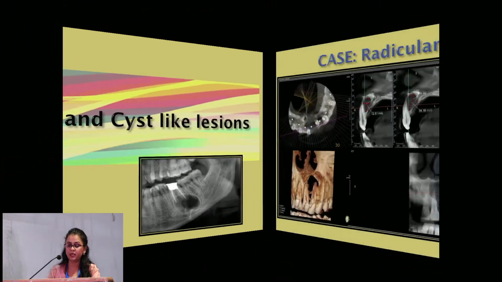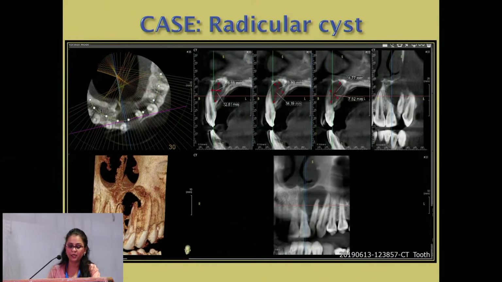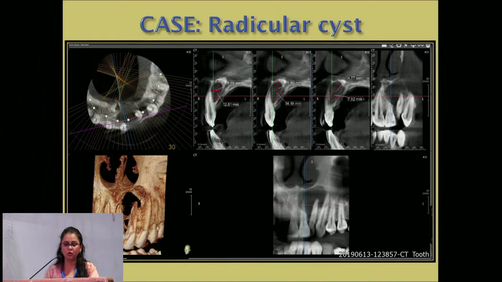Cyst and cyst-like lesions, I'll go a little faster. This is another machine, a GenoRay machine, where a radicular cyst is shown and this is how the measurement can be done in all 3 dimensions. You cannot say it's an approximate measurement. A CBCT measurement has to be anterior-posterior, superior-inferior, and mesiodistal, and you have to write the exact measurement at a particular location.